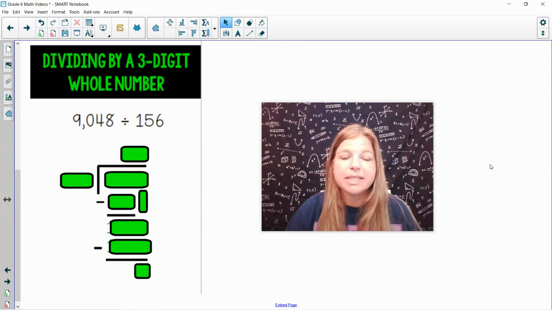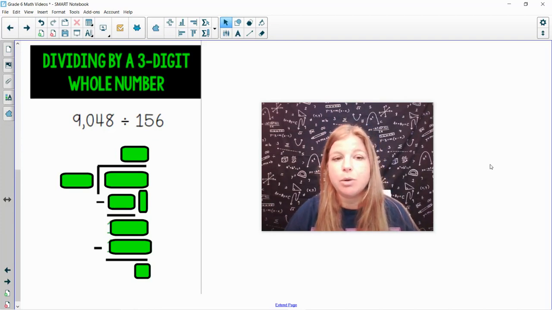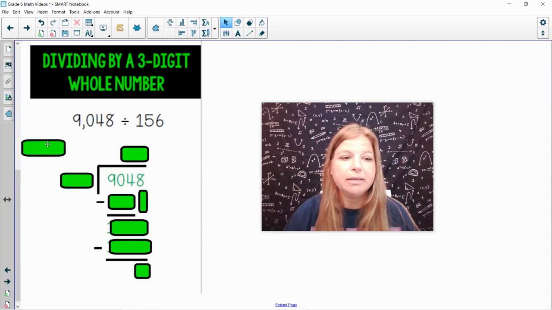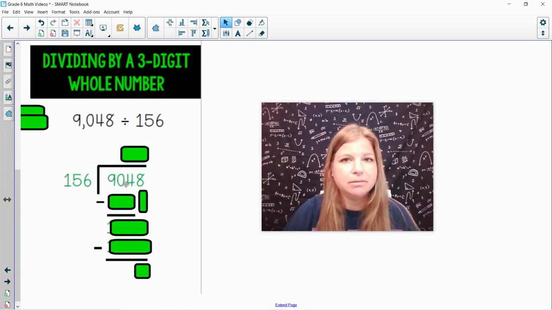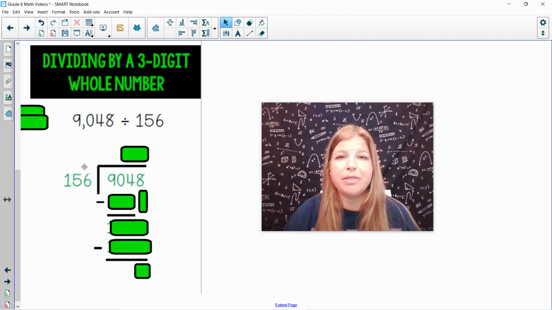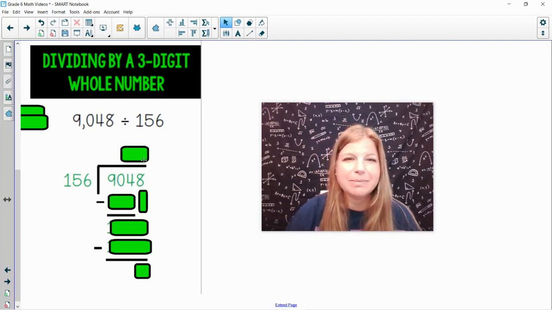Now let's take a look at doing the same thing, but dividing by a 3-digit whole number. So 9,048 under the bar, my divisor, 156, on the outside. Does 156 divide into 9? No. 90? No. 904? Definitely. If I want to estimate this, 156, if I double it, I'll get a little over 300. And if I multiply that by 3, I'll get a little over 900, but it's only 904. So 6 might be too big, but 5 would work the best.